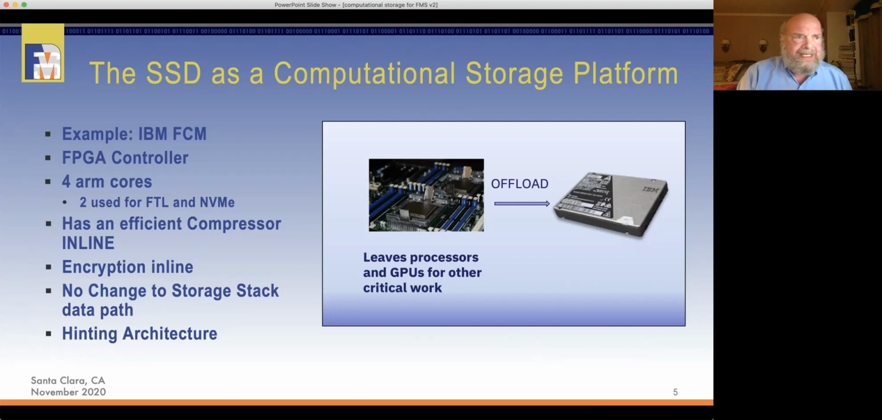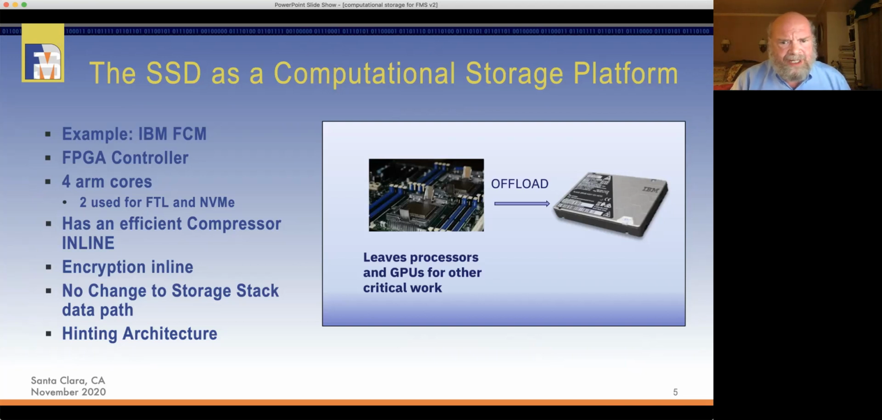The one that is the most differentiating is the compressor that we have. This is a modified dynamic Huffman compressor that does a very good job on compressing the data, and it's done in line. It's not like the storage system has two different PCI Express functions here, and you compress the data and then you move it. It's done in line.